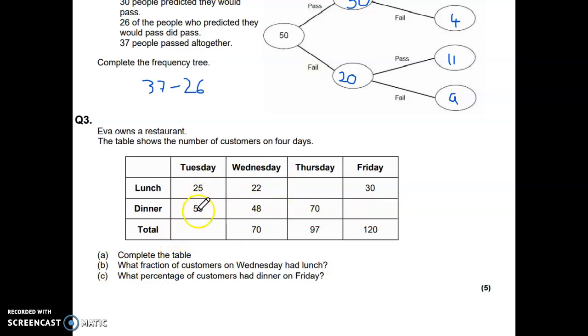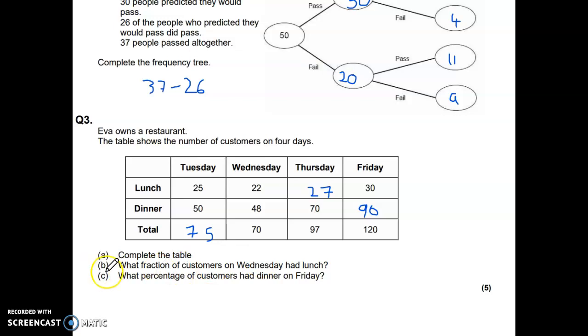So this total here is going to be those two put together. So that'll be 75. I'm working backwards for this one to work out how many people had lunch on Thursday. So it'll be 97, take away 70. So that'll be 27. And same thing, 120, take away 30, leaves us with 90.